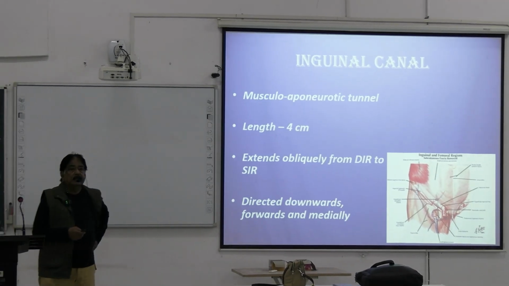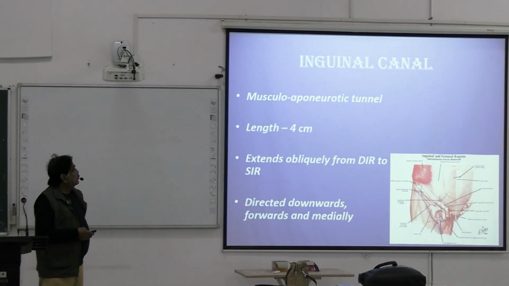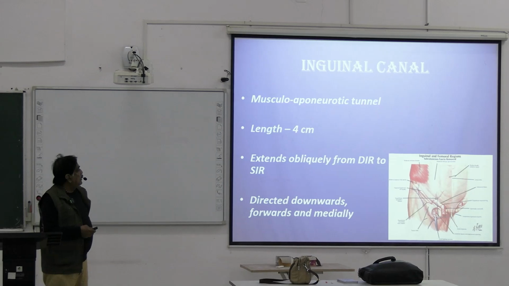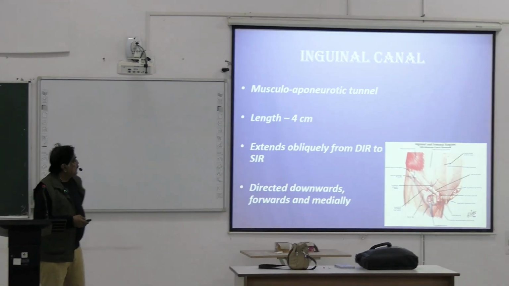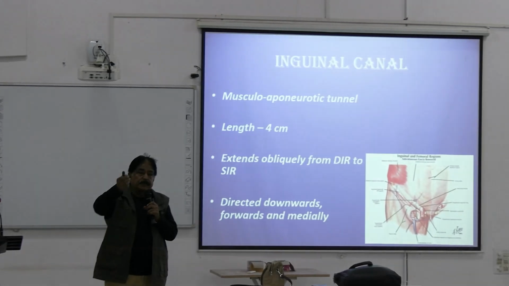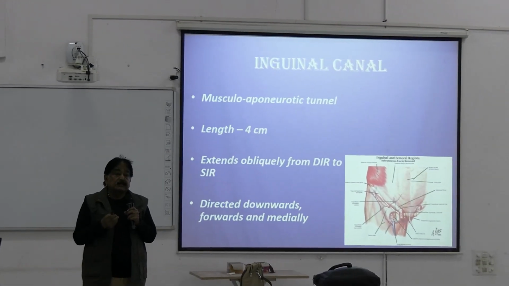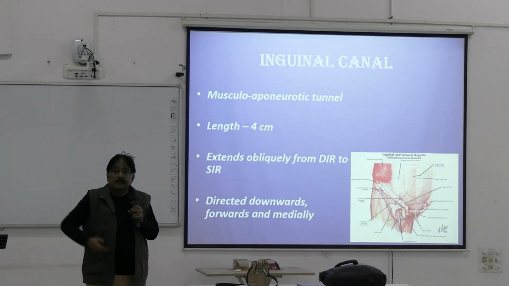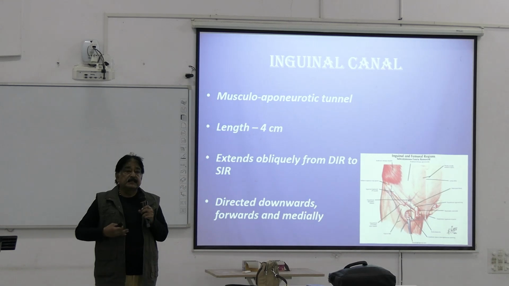Inguinal canal. Now, musculo-aponeurotic tunnel, length 4 centimeters, extends obliquely from... Now, that pathway has to come from the level of the kidney and goes there, and the kidney ascends.